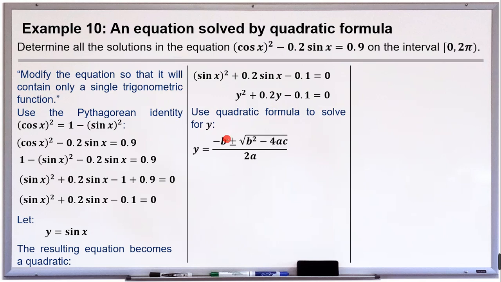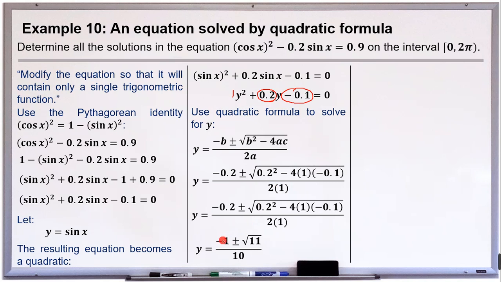The quadratic formula, as you can remember, y is equal to negative b plus and minus square root of b squared minus 4ac over 2a. Now our a here is equal to 1, our b is equal to the coefficient of y, 0.2, and this is our c, which is the constant, negative 0.1. So we have negative 0.2 plus or minus square root of the expression inside the radicand all over 2 times 1. Simplifying this further, you will have y is equal to negative 1 plus or minus square root of 11 over 10. So we have two values for our y.